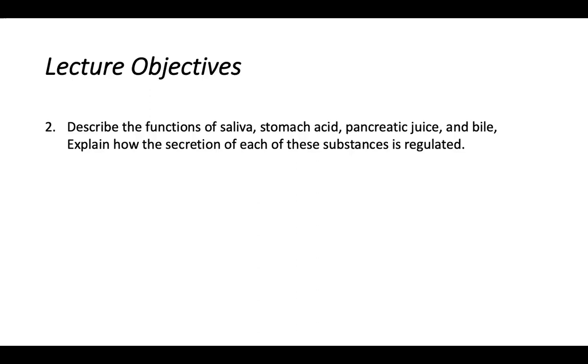We're going to talk more about how they are regulated. So saliva in the oral cavity, the stomach acid in the stomach, the pancreatic juice, and bile, both being released from the pancreas and liver or gallbladder, respectively, into the duodenum.